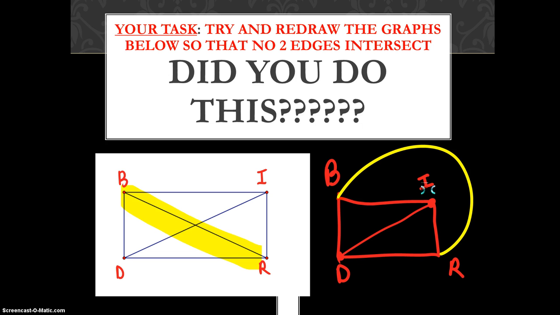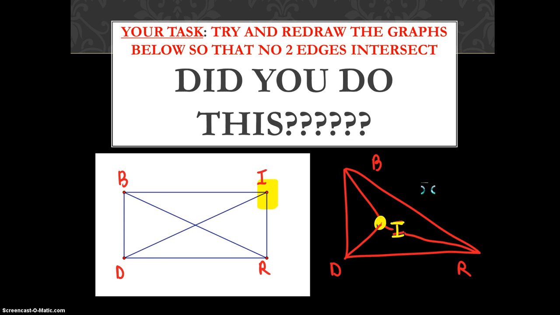All right, here is one example of what you could have done. You could have taken segment BR and stretched it to the outside. Now no edges intersect. Or you could have thought to push vertex I on the inside. Not many people think to do that. Normally I have like 1 out of 30 kids.